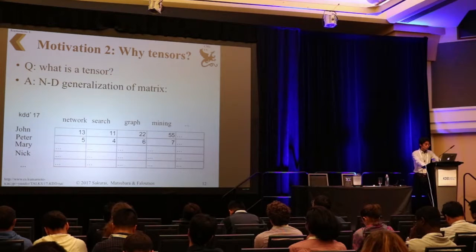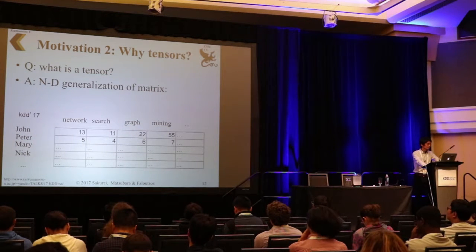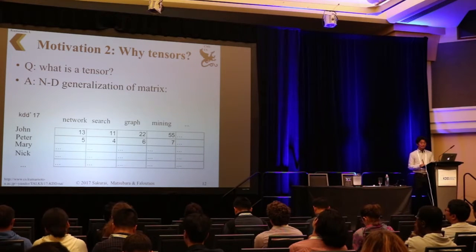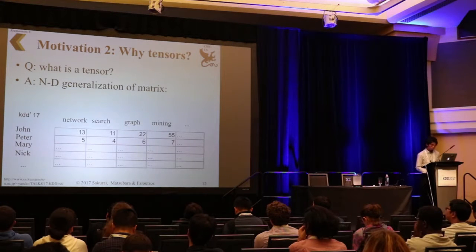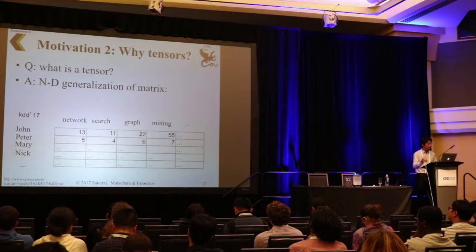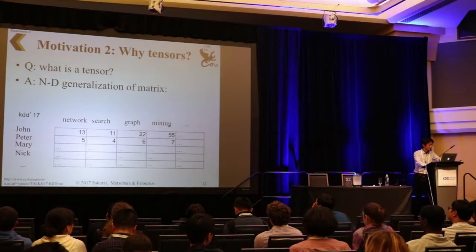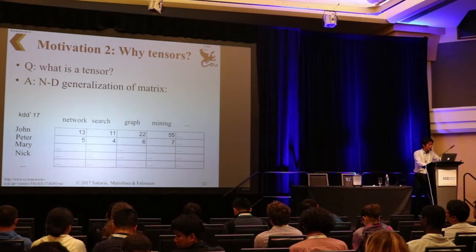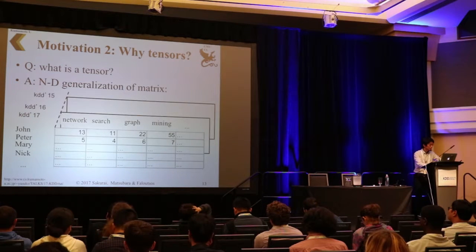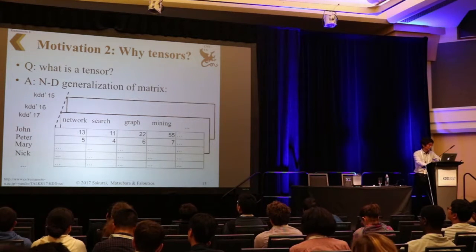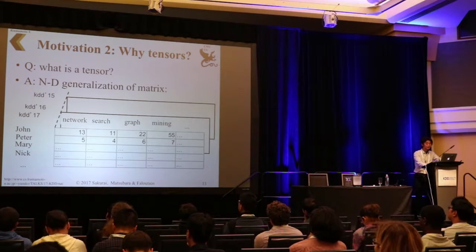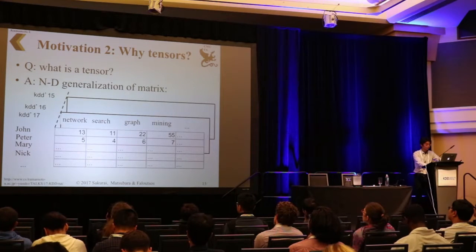Tensor is very useful, and a tensor is an n-dimensional generalization of a matrix. For example, at KDD this year, author John published a paper which includes the term network 30 times, keyword search 11 times, and graph 22 times, and so on. This is the matrix for KDD this year, and we also have a matrix for KDD 2016 and KDD 2015. So this is a tensor, an n-dimensional generalization of a matrix.